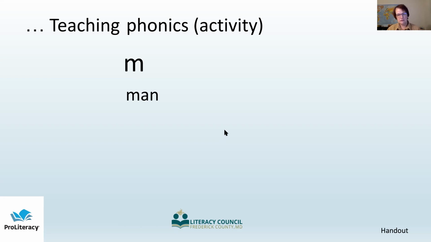Please read each word after me. Man. Man. Me. Me. Milk. Milk. Very good. And notice I use the phrase "read the word," and I didn't say "the word," to emphasize that my student is reading. Now, which of these words would help you remember the sound M?